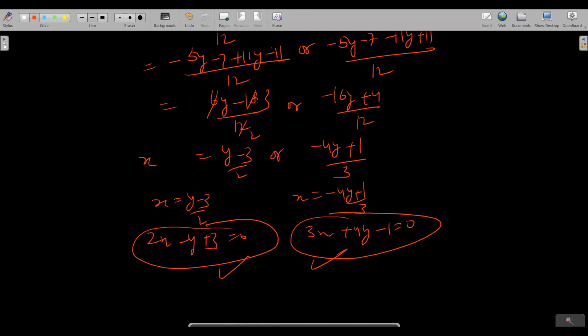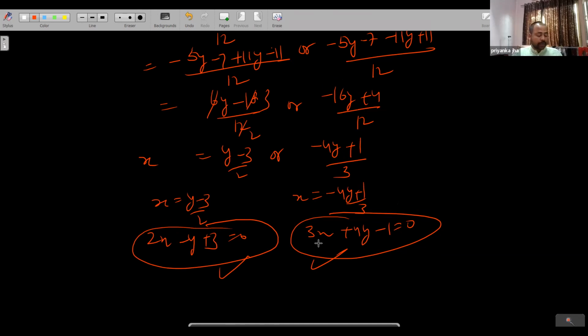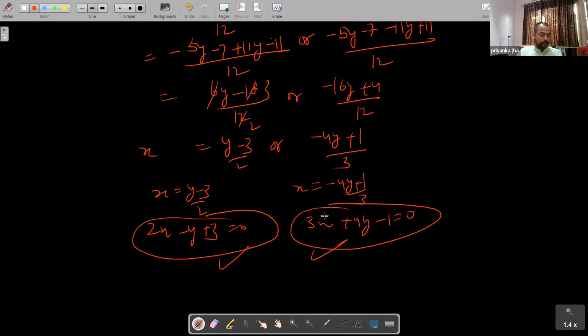So previously, what was the differentiation for? To find the point of intersection of pair of straight lines. Okay.